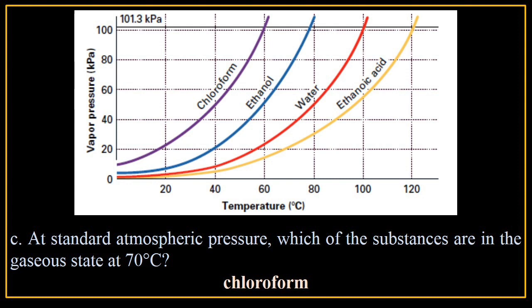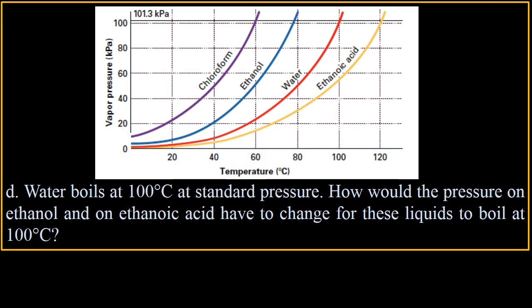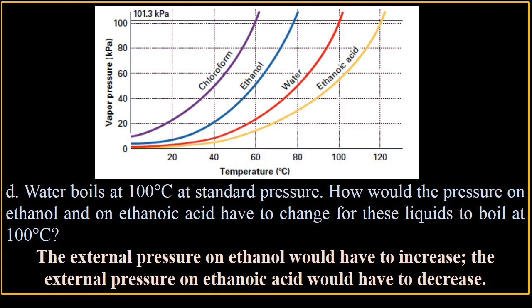D, or the next problem, will be: water boils at 100 degrees Celsius at standard pressure. How would the pressure on the ethanol and on the ethanoic acid have to change for these liquids to boil at 100 degrees Celsius? The external pressure on ethanol would have to increase. The external pressure on the ethanoic acid would have to decrease. Excellent question. If you can do D, you understand D, you're good. That's a very good problem.